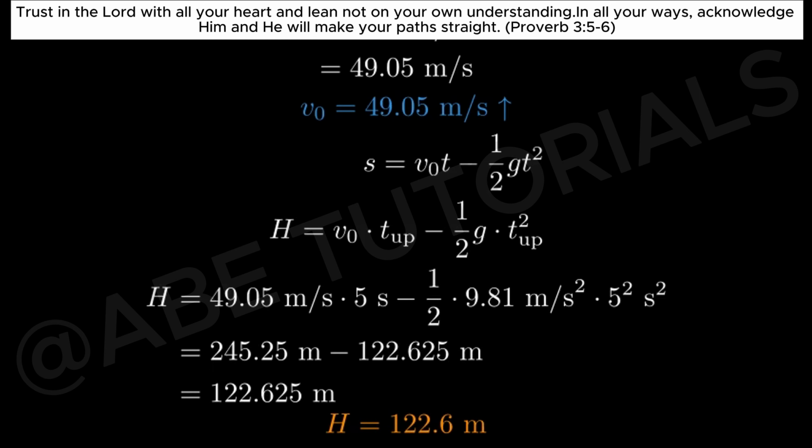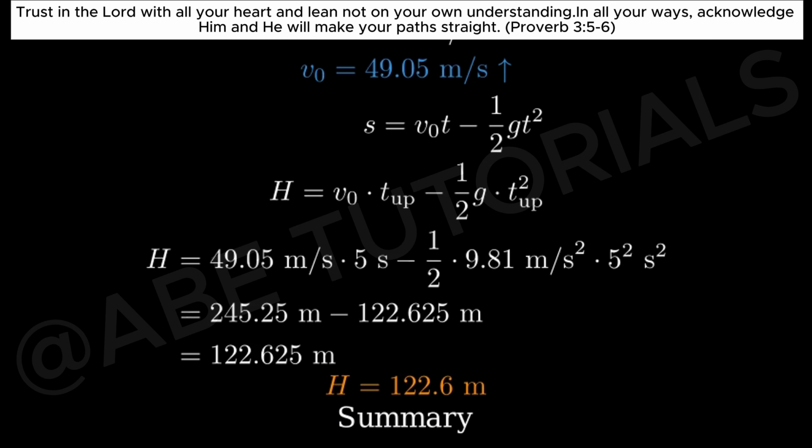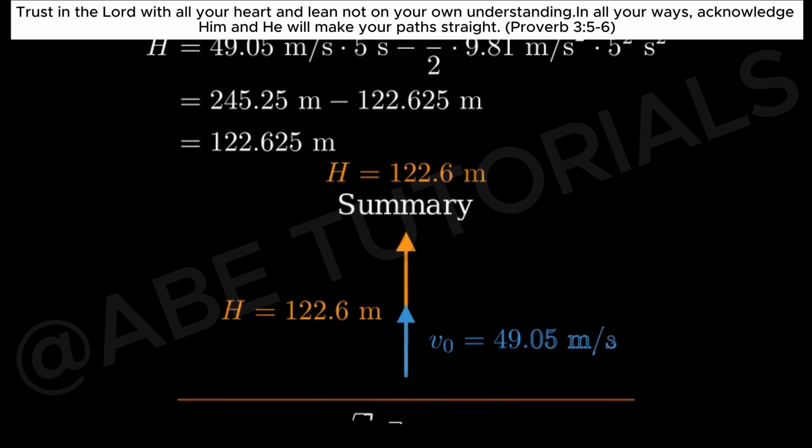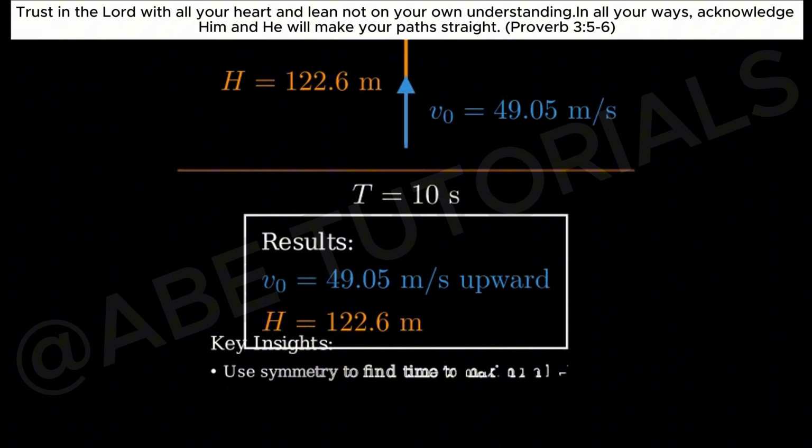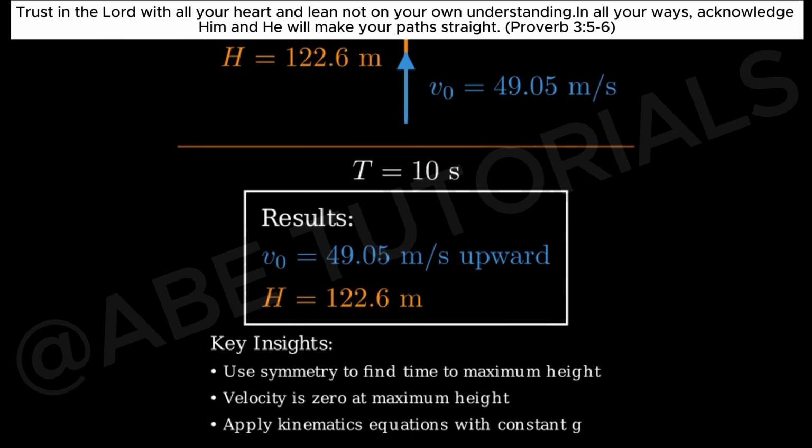Let's summarize our solution for a stone thrown vertically upward that returns to Earth in 10 seconds. 1. The initial velocity v0 is 49.05 meters per second upward. 2. The maximum height h reached by the stone is 122.6 meters. This problem demonstrates how we can use symmetry and kinematics equations to solve vertical motion problems under constant gravitational acceleration.